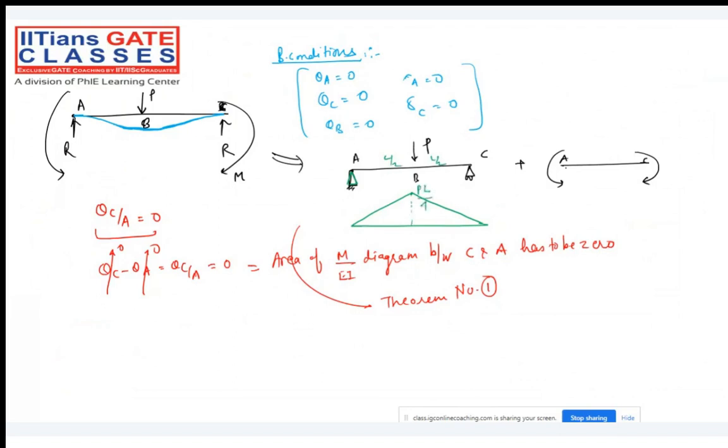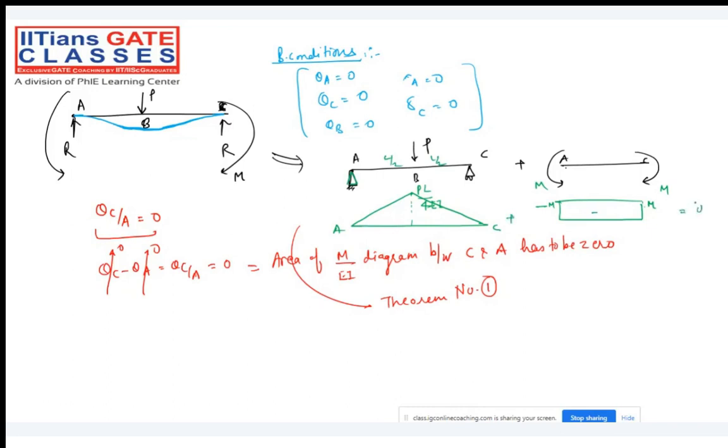Getting my point? PL divided by 4EI will be the M by EI diagram between A and C because of this loading condition. And because of the other loading condition, this will be the bending moment diagram, M minus M into L. That will be the negative. Combined together, the area of the M by EI diagram between A and C because of the first loading condition plus the second loading condition has to be 0.